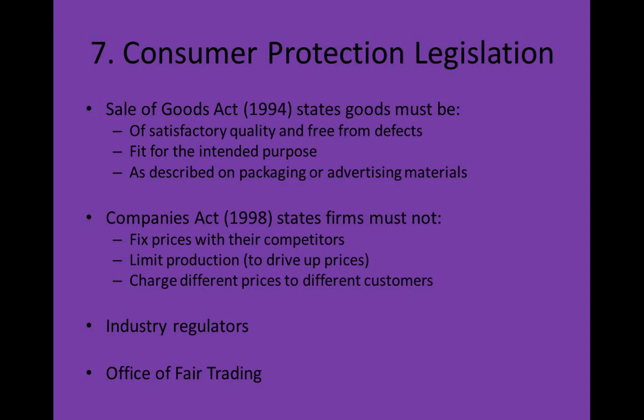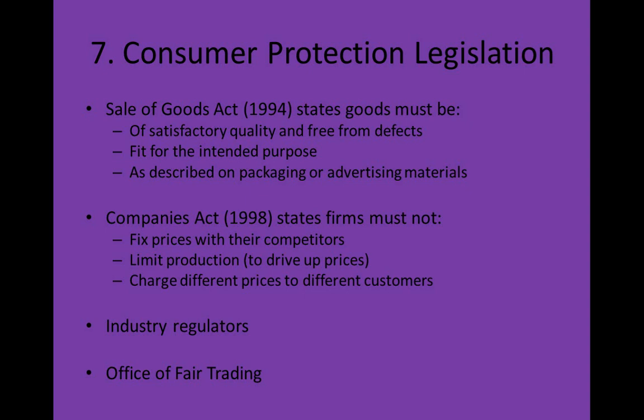So the Sale of Goods Act states that goods must be of satisfactory quality and free from defects, fit for the intended purpose and as described. The Companies Act states that firms must not fix prices, limit production, or charge different prices to different customers. So the Sale of Goods Act protects us in terms of the products that we buy, and the Companies Act protects us in terms of the prices that we pay.